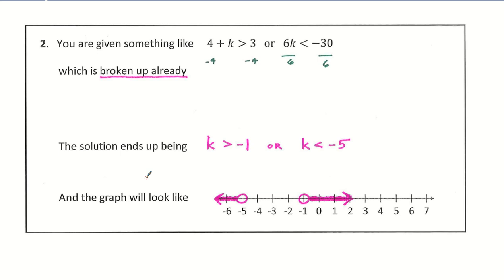Alright, and just remember that if you find yourself dividing both sides by something negative, like let's say this was a negative 6k, and instead of dividing both sides by 6, I had to divide both sides by negative 6, I would have had to reverse the inequality symbol. So just remember that, okay?